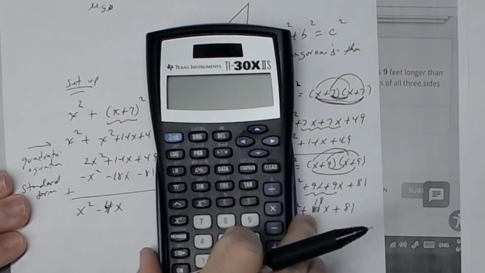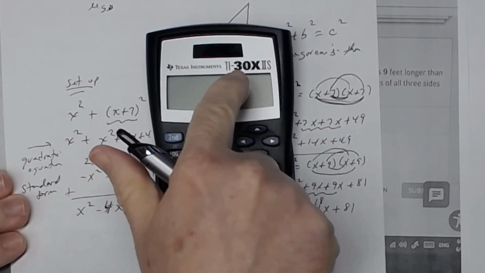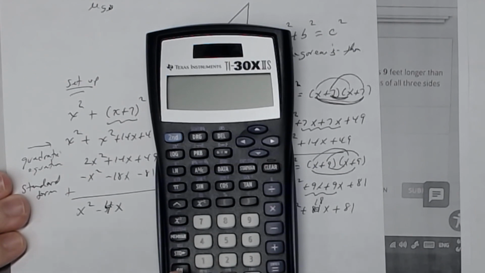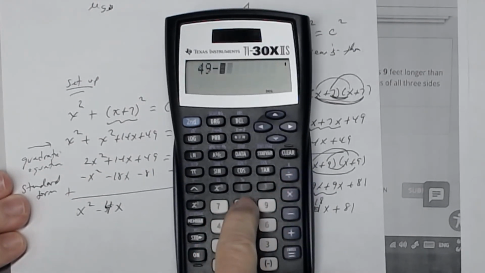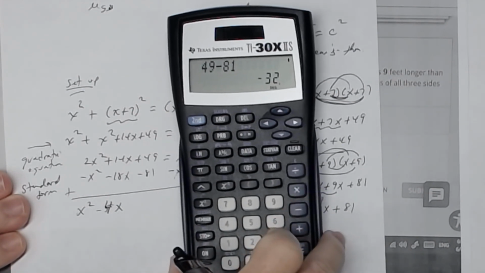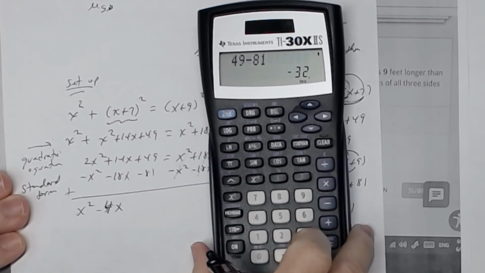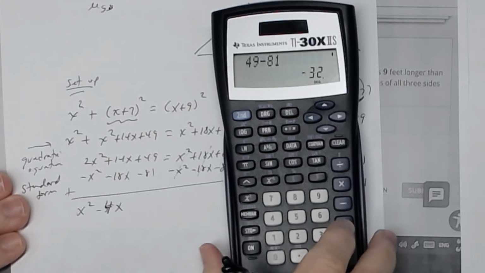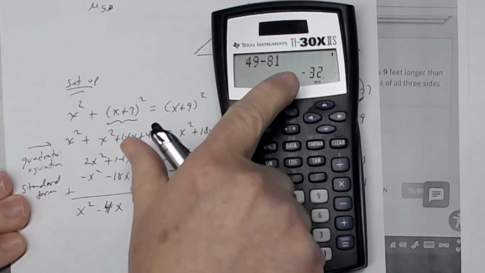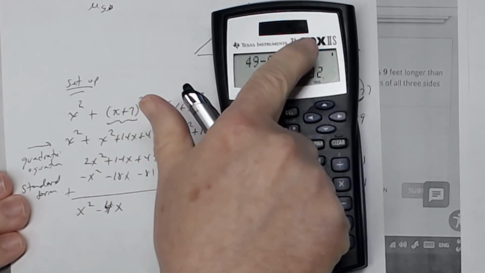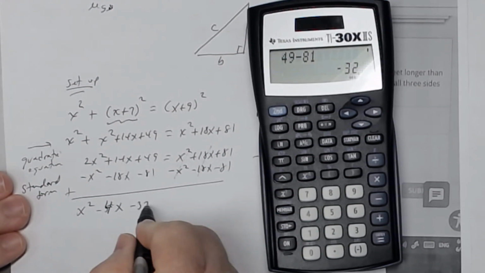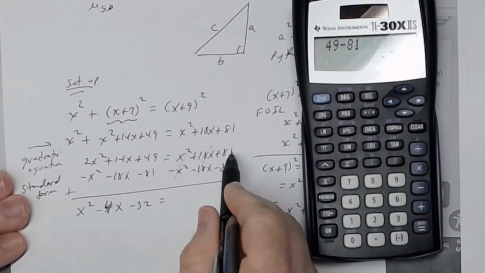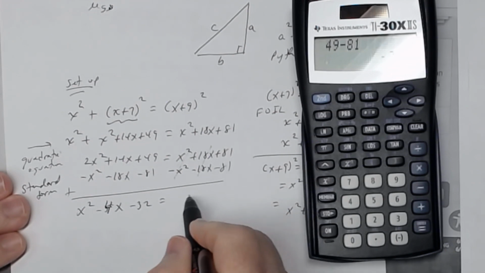And so remember, in this course, I asked you to purchase the TI-30X. All right, so 49 minus 81 equals, remember, you cannot use a graphing calculator. It must be a scientific calculator, any scientific calculator, but the one I use in the videos is the TI-30X. So you get minus 32 here. And then that's going to equal, remember, all this is 0. 0 plus 0 plus 0 is 0.